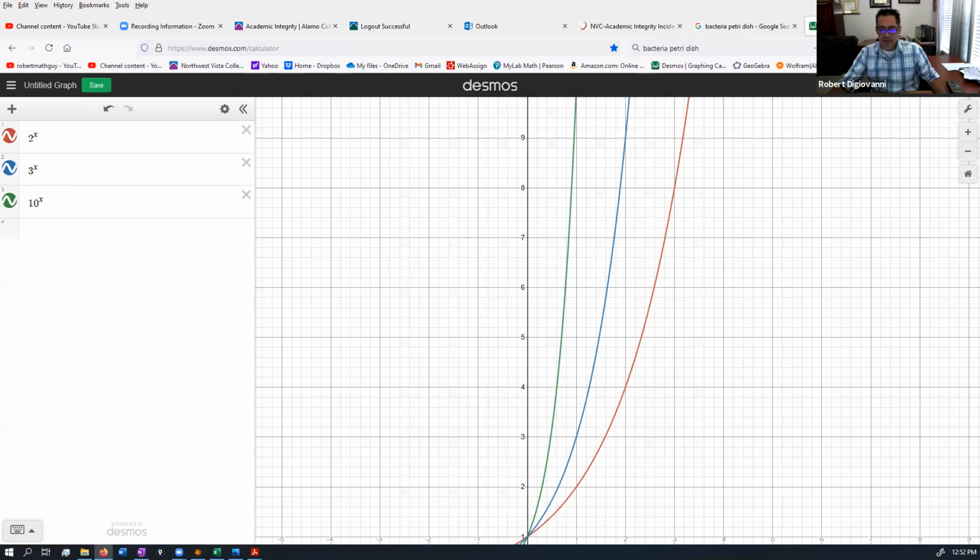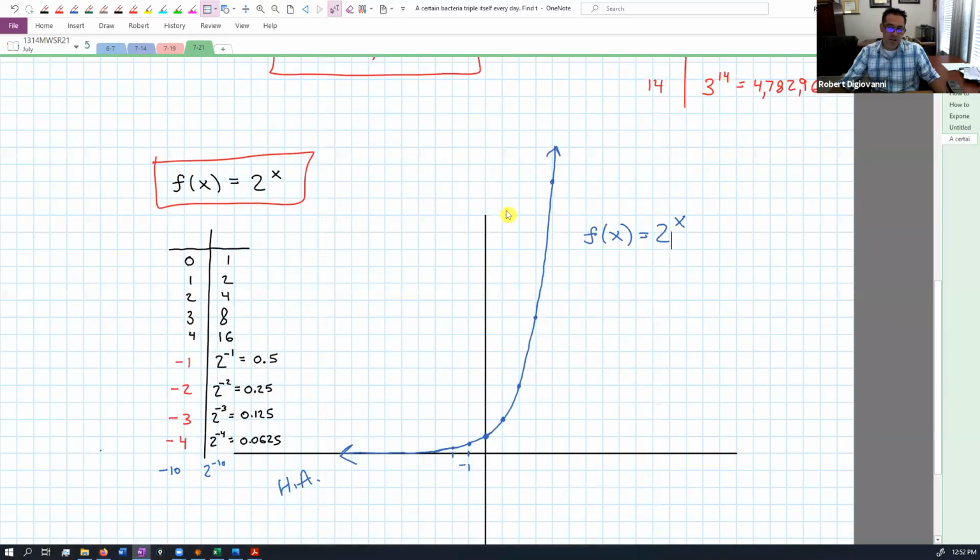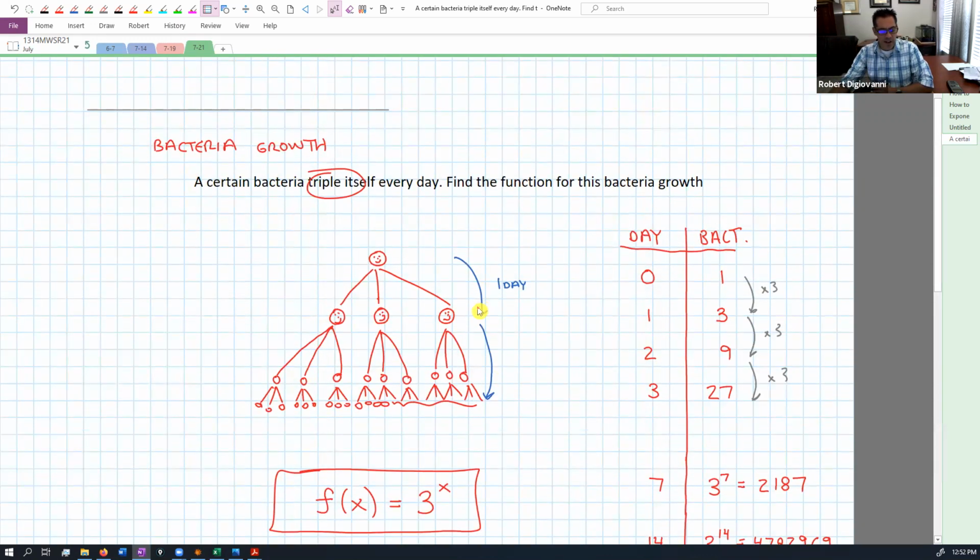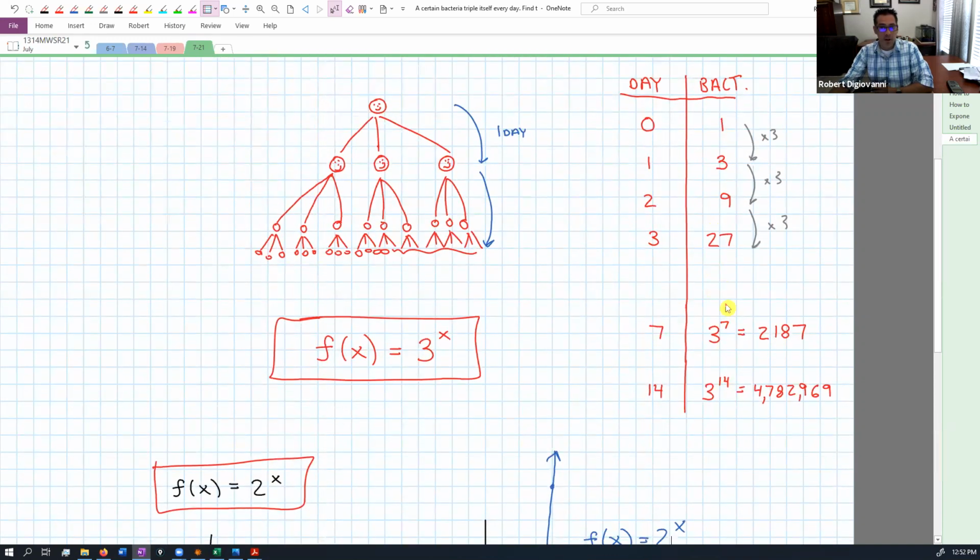Now you hear about this on the news all the time. Watch a TV show and you'll hear people say, oh, it's exponential growth. You hear it all the time. What they usually mean is it's really fast growth, really, really rapid growth. I think bacteria is a good example of how fast things grow.